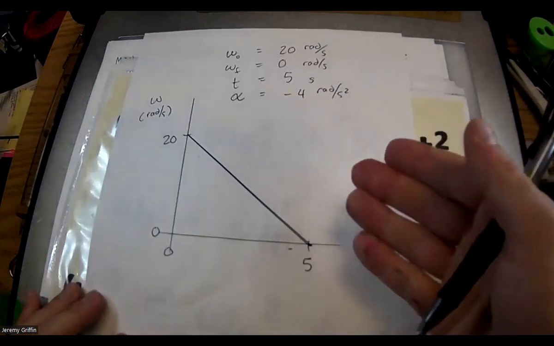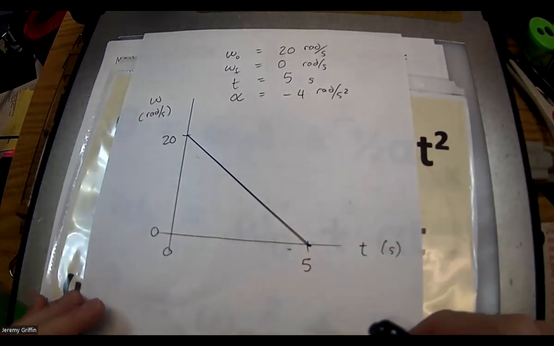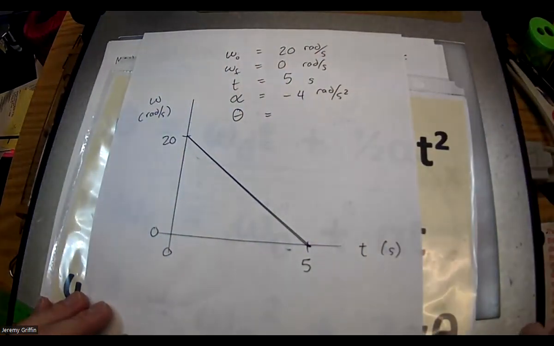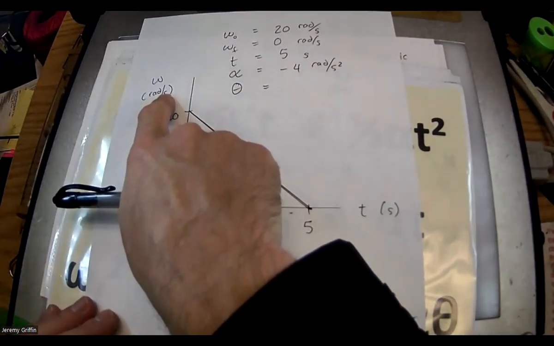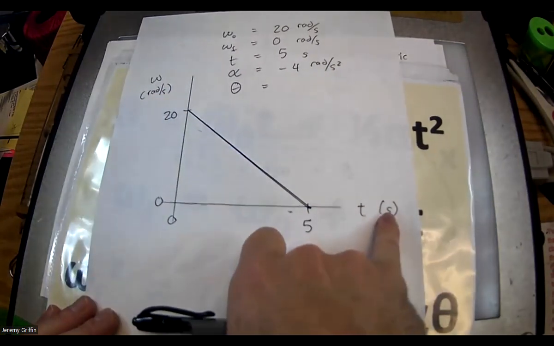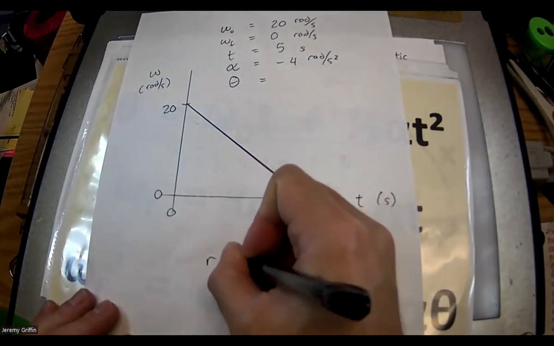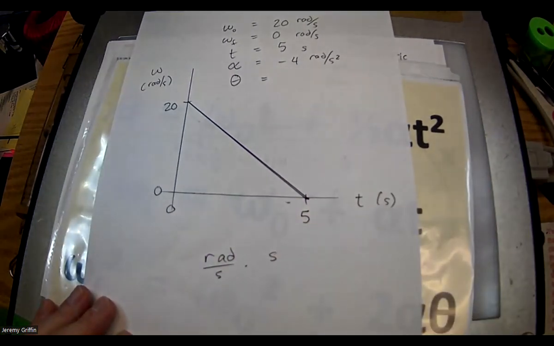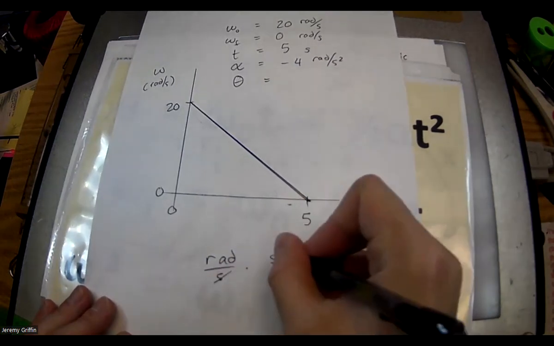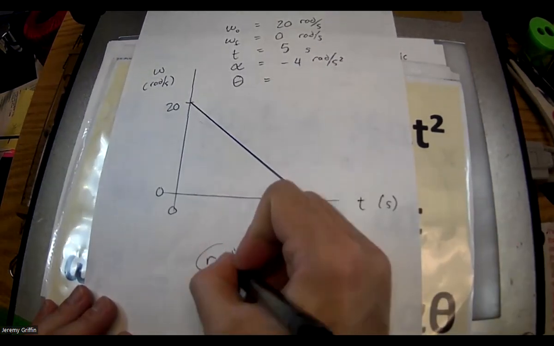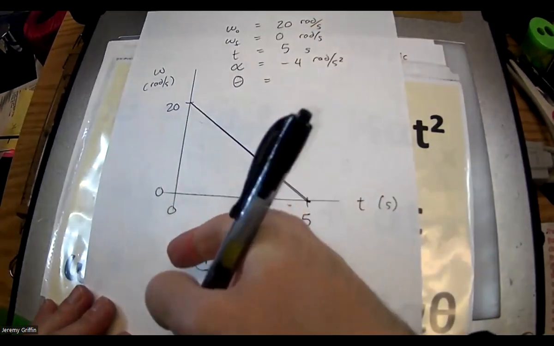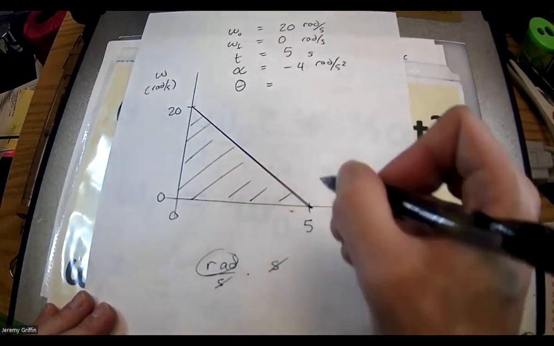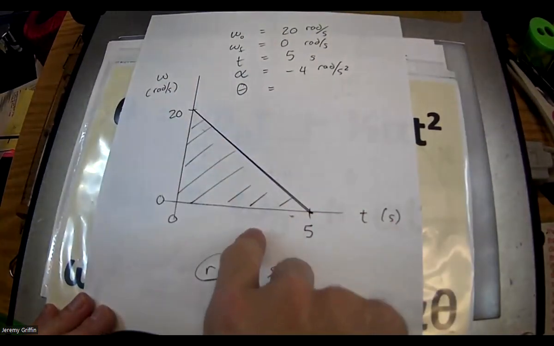Okay. Guys, what property of this graph tells you how far it's turned in radians? Well, if the vertical axis is radians per second and the horizontal axis is seconds, what do you have to do to radians per second and seconds to get back to radians? You have to multiply them, right? Because wouldn't that cancel out the seconds and leave you with radians? Which tells you it has something to do with the area under the curve, which in this case is like a triangle shape, right? So it slows down uniformly.